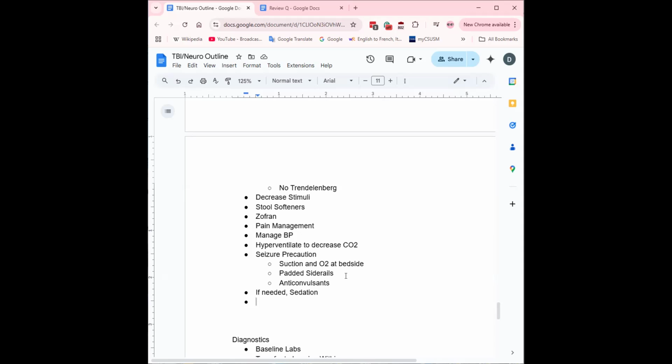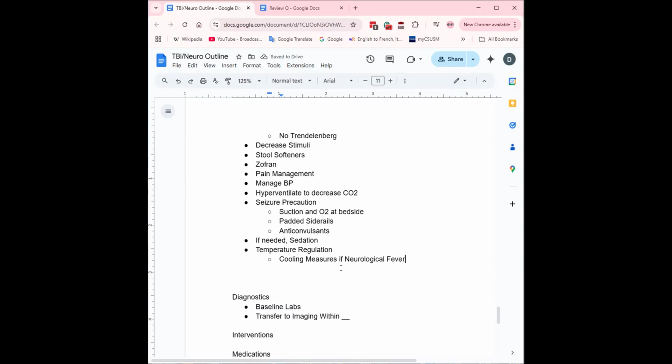Yeah, temperature control. You can have a neurological fever kind of thing, which needs cooling measures. You can also have hypothermia. If I recall, neurogenic shock has hypothermia, so you need to be heated up, but for neurological fever, you need the cooling measures.